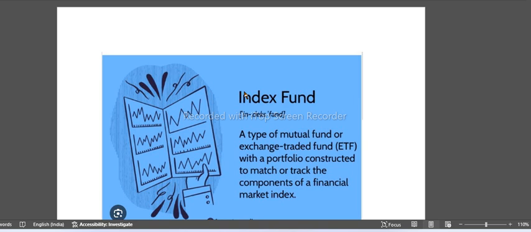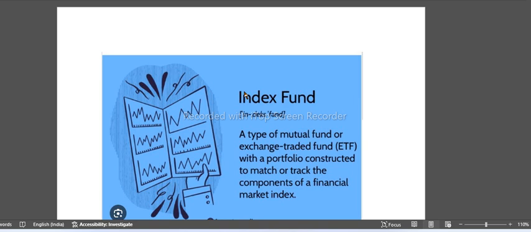First of all, ETF is an exchange traded fund. Fund means one portfolio. That portfolio you can trade in the live market, that is called an exchange traded fund. This is ETF.